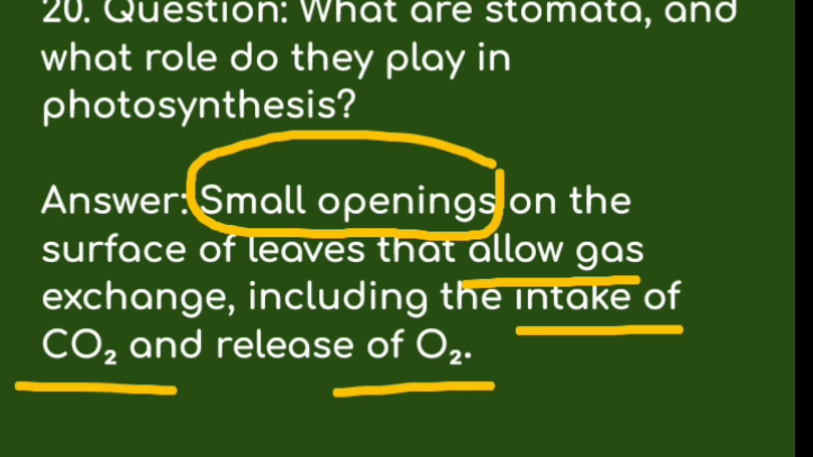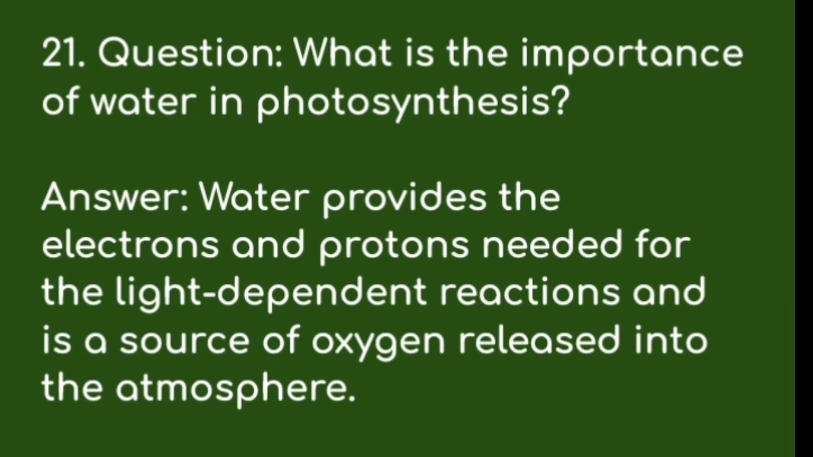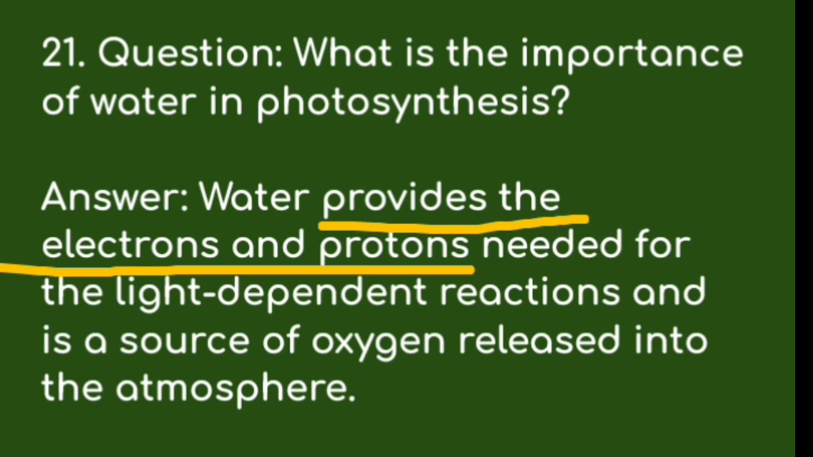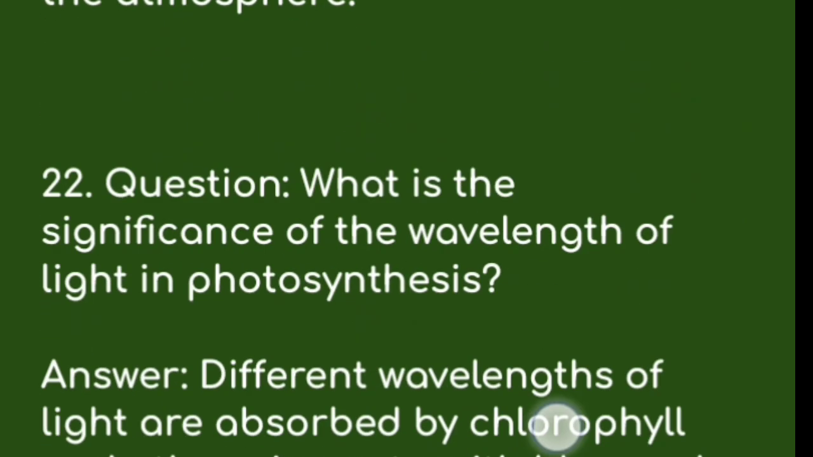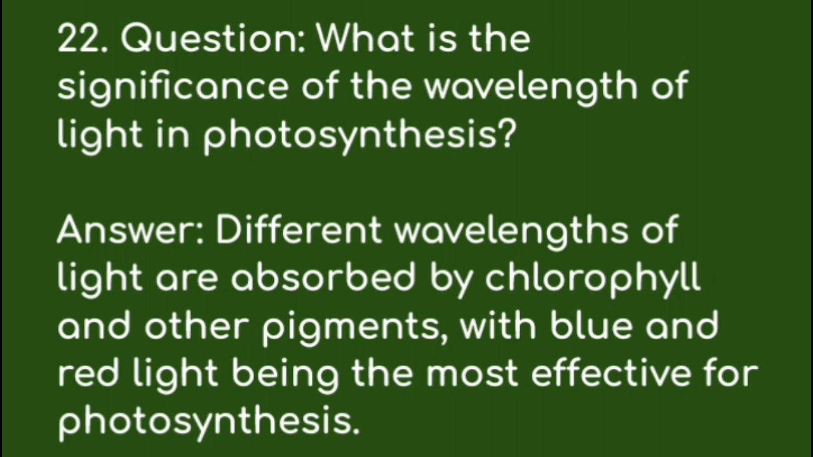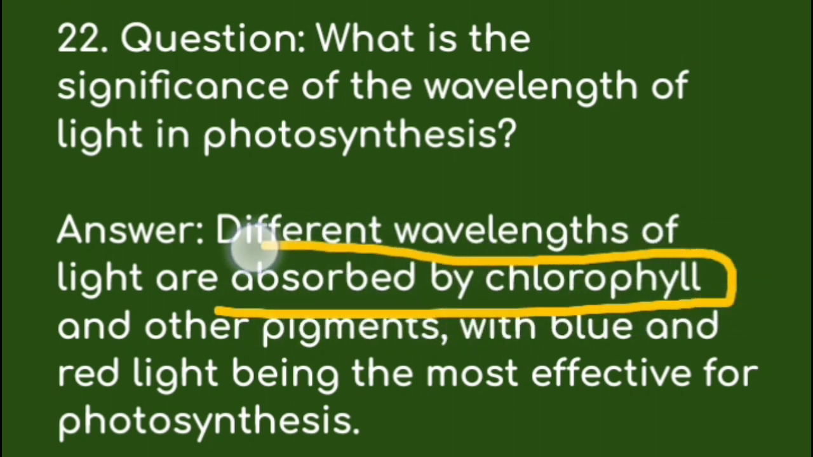Number 21. What is the importance of water in photosynthesis? The answer is water provides the electrons and protons needed for the light dependent reaction and is a source of oxygen released into the atmosphere. Number 22. What is the significance of the wavelength of light in photosynthesis? The answer is different wavelengths of light are absorbed by chlorophyll and other pigments, with blue and red light being the most effective for photosynthesis.